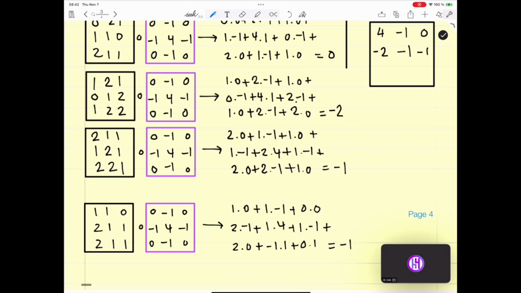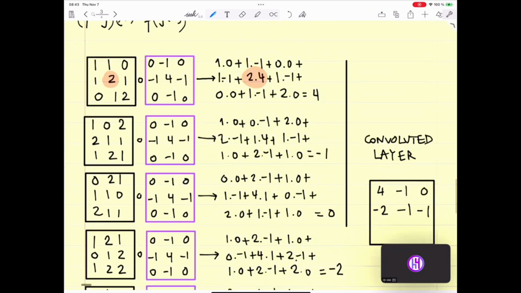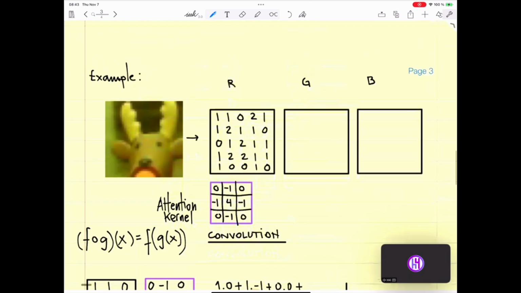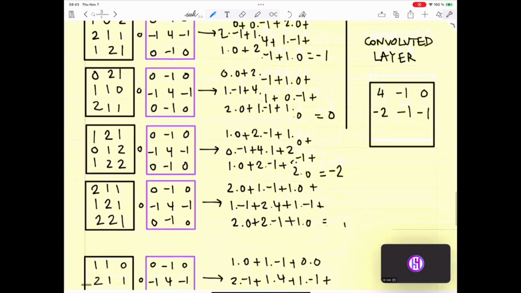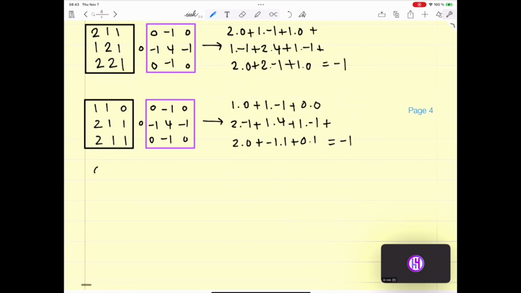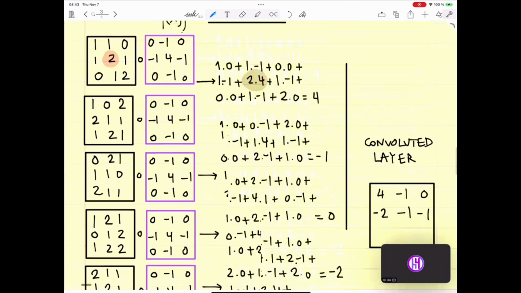Okay? So from this, we already have the first 2 layers. Now we continue with 0, 1, 2; 1, 2, 2; 1, 0, 0.